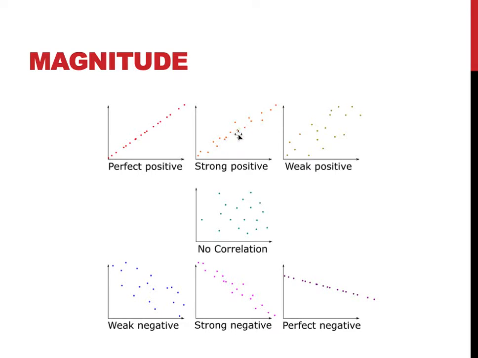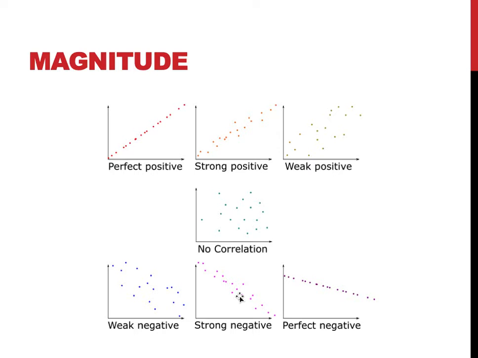Just because this one is a +0.7 and this one is a -0.7 doesn't mean that the positive one is stronger than the negative one here. That positive and negative just tells us the direction. The number itself, 0.7, tells us how strong it is. So if this is a +0.7 and this is a -0.7, they both have a strength of 0.7, which means that they are both equally strong. They're just going in different directions, okay?